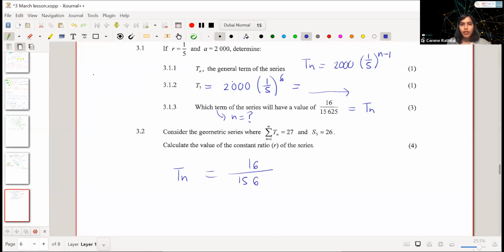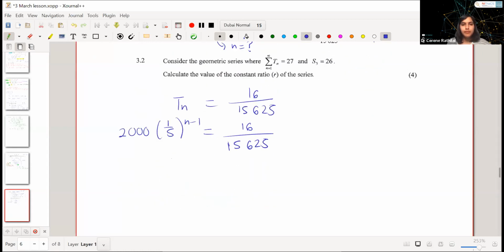Is everybody clear on why I'm doing this? This is precisely what the question is asking. And we know that this is equal to 2000 times 1/5 raised to the power n minus 1. Okay, good. Thanks for the reactions. All right, so now I'm going to need your help with your calculator. Let's divide both sides by 2000. Tell me, what do you get on the right-hand side?